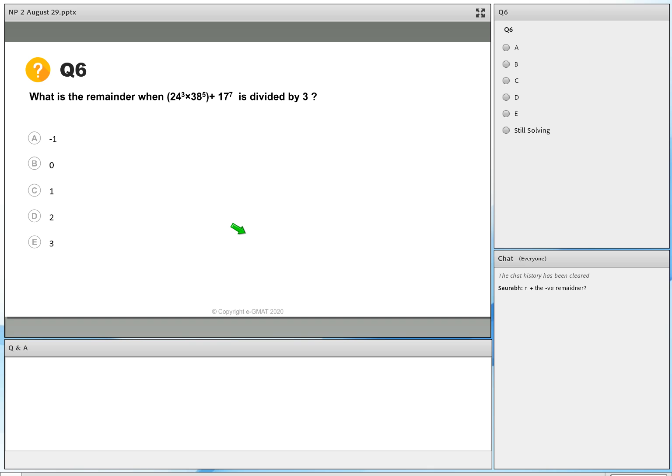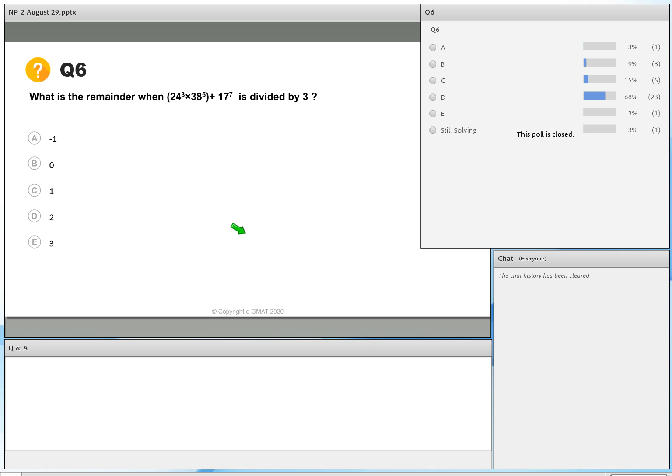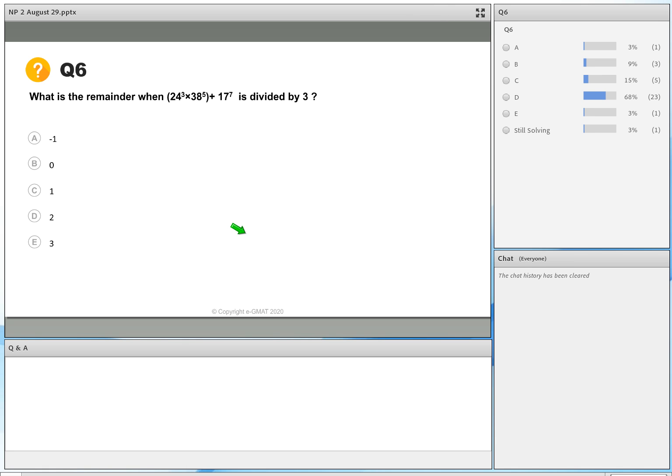Ending the poll in 10 seconds. Okay, here are your results. 68% votes for D, 15% for C, 9% for B. So, well, D got the majority of the votes, but 32% of us are still scattered. D is the correct answer though.